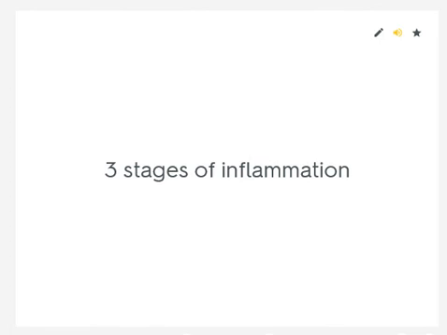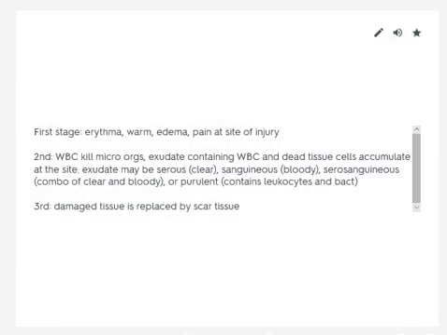Three stages of inflammation. First stage: erythema, warmth, edema, pain at site of injury. Second: WBCs kill microorganisms, exudate containing WBCs and dead tissue cells accumulates at the site. Exudate may be serous, sanguineous, serosanguineous, or purulent. Third: damaged tissue is replaced by scar tissue.